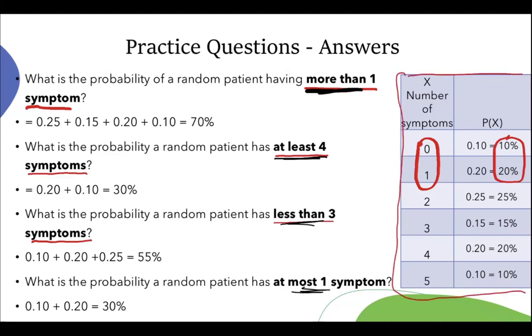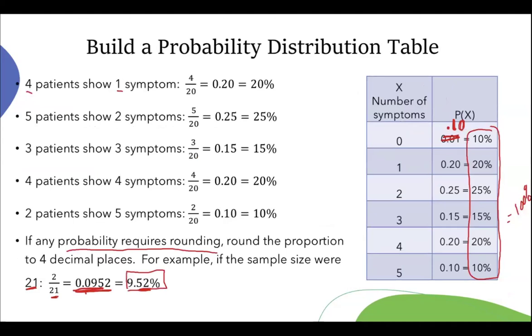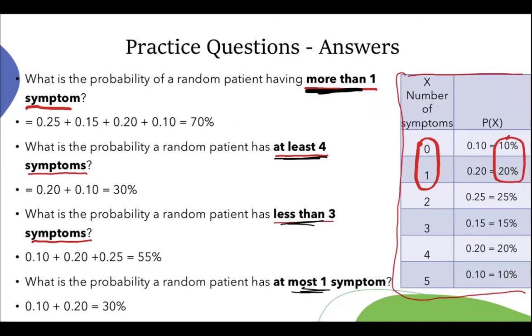Building the probability distribution table just involves using your raw data and taking each value and dividing it by 20. Let me go back to recall how we did that. Do you remember we had 4 patients showing 1 symptom, so we took 4 divided by 20, and that's what we put here. 5 patients showed 2 symptoms, 5 divided by 20, and we put that here. Once that probability distribution table is created, you can answer questions off of it just like that.